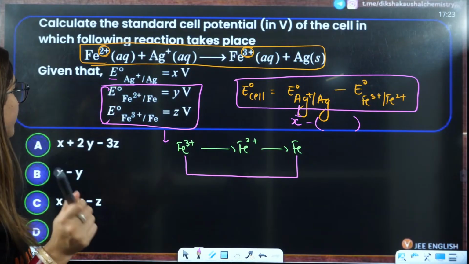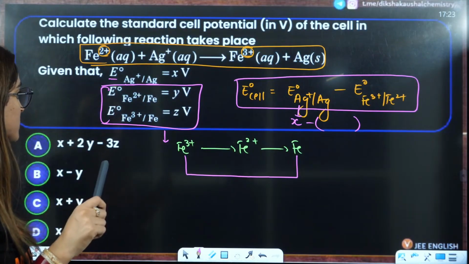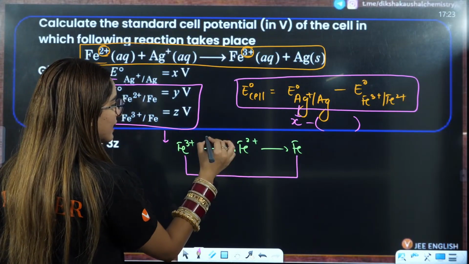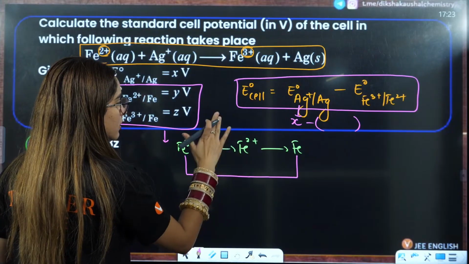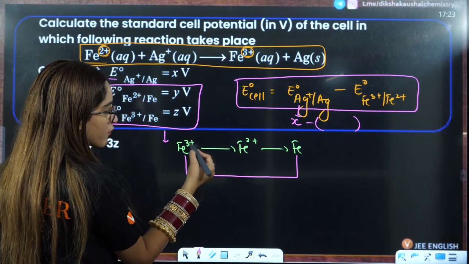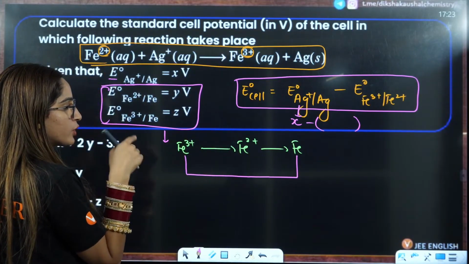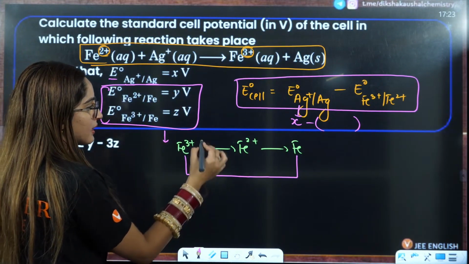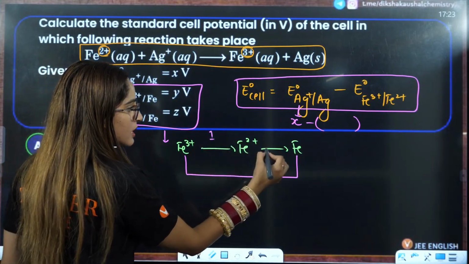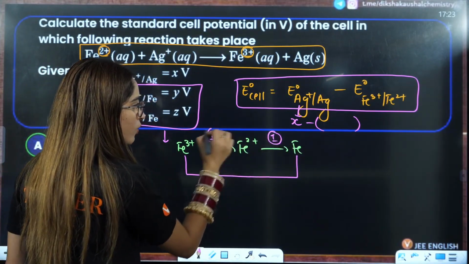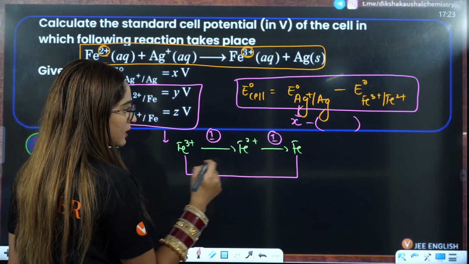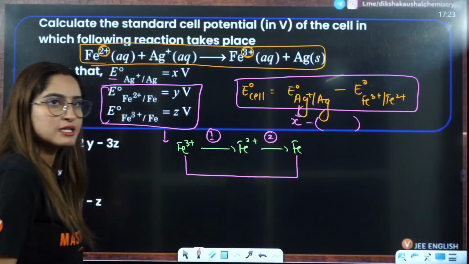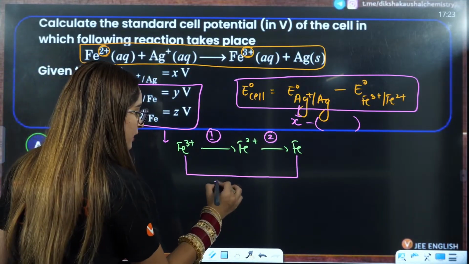From Fe to Fe2+ is given. From Fe3+ to Fe is given. You have to see these two things. Let's say it is N1. Here your oxidation number is decreasing, so you are gaining electrons. Here you are gaining 1 electron. Here you are gaining 2 electrons. And here you are gaining 3 electrons.